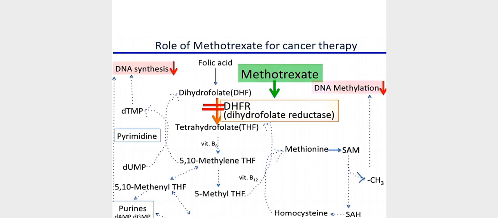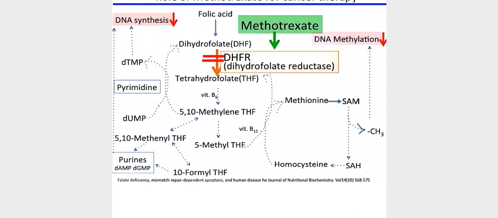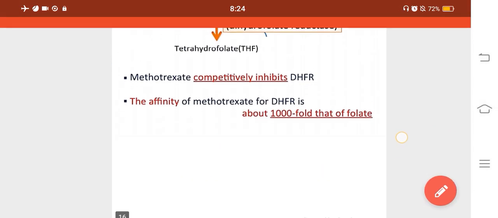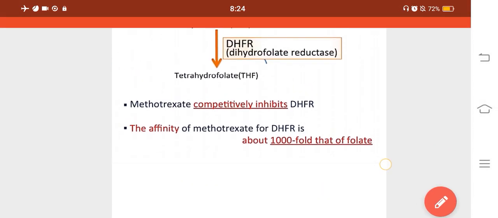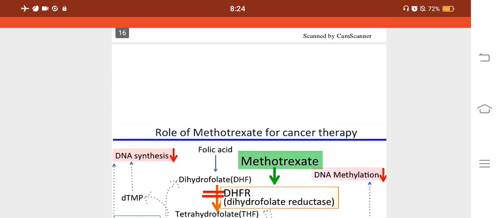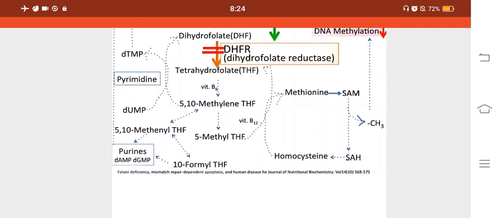Role of methotrexate for cancer therapy. DHFR binding will be happening, so tetrahydrofolate is not formed. DNA methylation decreases.